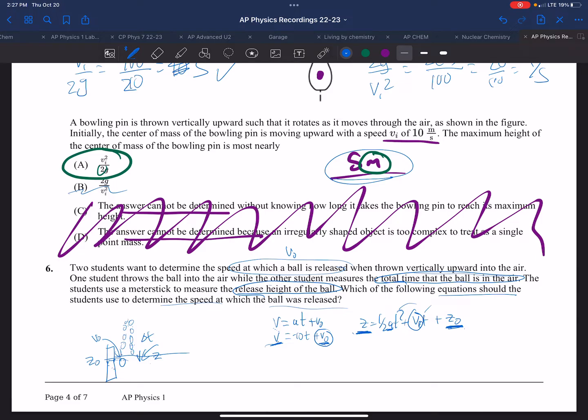The real problem is that if we know the time, to get this V0, we need to know this final velocity. These two will be equal to each other, but we have to know what they are. And we don't know which one either is.